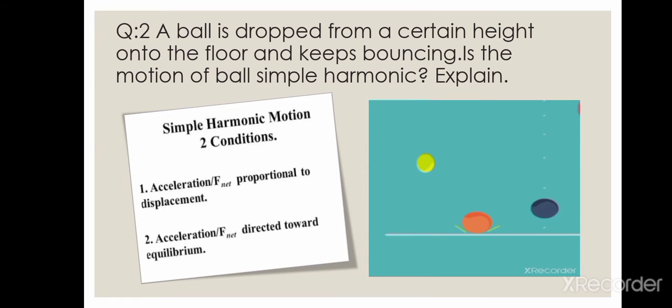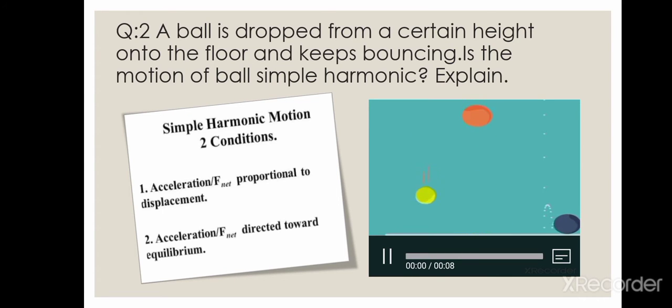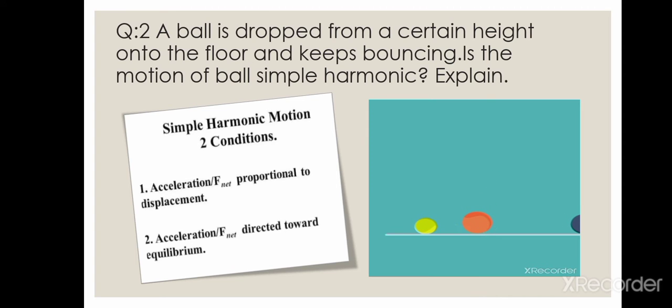Question number 2 is, a ball is dropped from a certain height onto the floor and keeps bouncing. Is the motion of ball simple harmonic? Here you can see a bouncing ball. So you have to tell whether it is simple harmonic or not. You have to just keep in your mind the two conditions of simple harmonic motion. Number 1, acceleration and net force must be proportional to displacement, and acceleration and net force must be directed towards equilibrium. Observe the video and see whether the motion of this ball is simple harmonic or not.